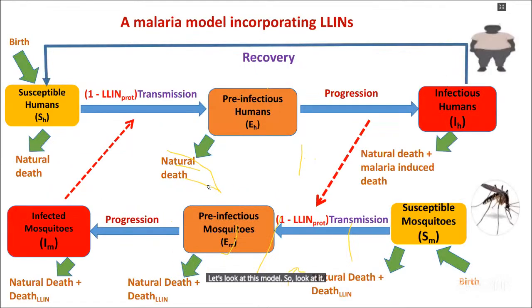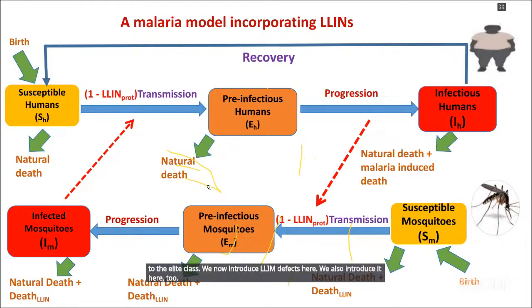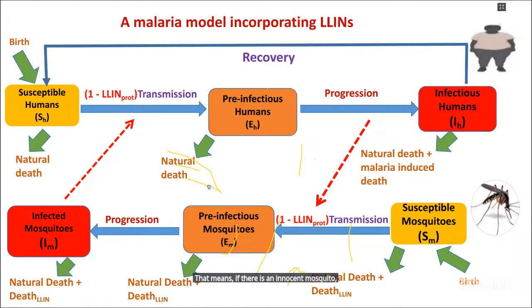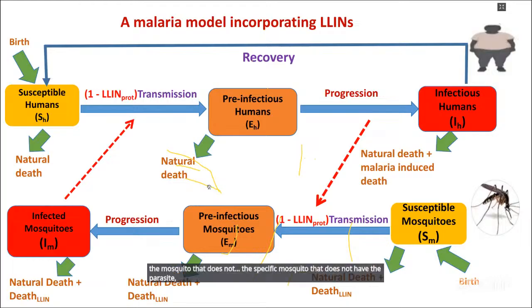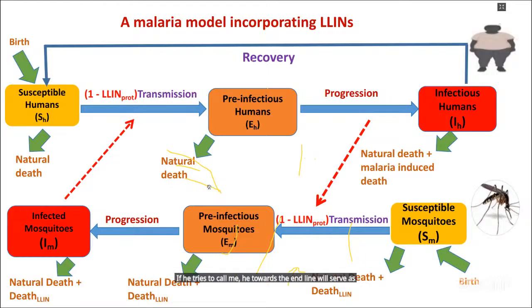So look at it. This is a transmission. We incorporate our LLIN here into the transmission from the SH class to the EH class. We now introduce the LLIN effect here. We also introduce it here too. That means if there is an innocent mosquito that wants to bite a guilty human being, let me use that word. Guilty in the sense that the person has malaria, but the person is sleeping inside the net. This mosquito does not have the parasite, but the human has the parasite and is sleeping inside the net. It means that the susceptible mosquito that does not have the parasite, if it tries to come in, the LLIN will serve as a barrier to it and can also kill it. So we capture it in this rate of transmission.